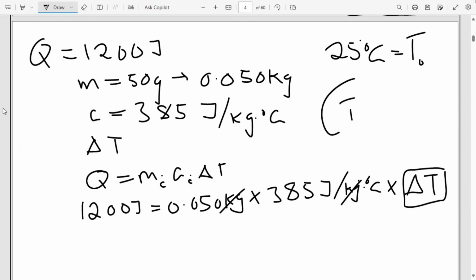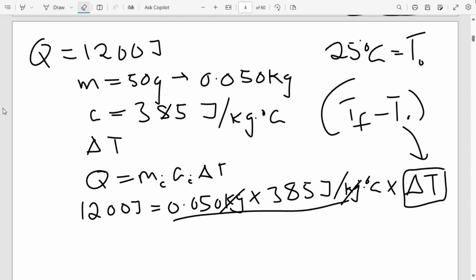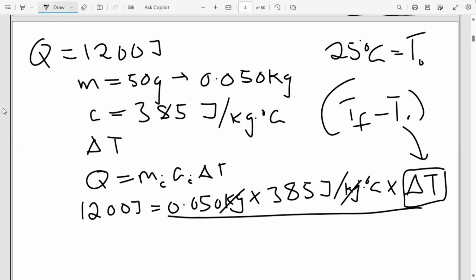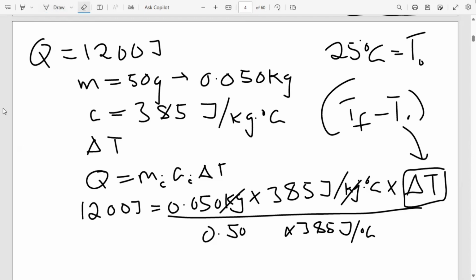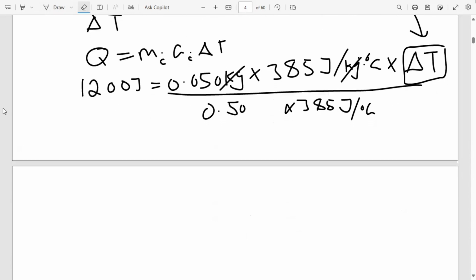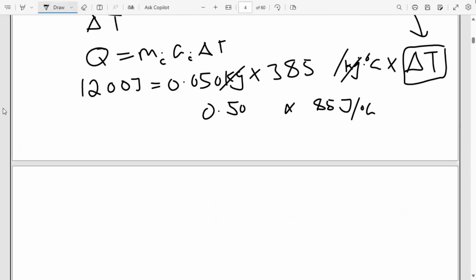Because if I write T final minus T initial, we would be supposed to distribute everything outside the brackets, which will be a bit complicated. So let's just make change in T the subject of the formula, which I'm going to do by dividing both sides of our equation by 0.050 kilograms multiplied by 385 joules per kg degree Celsius. The kg and kg have cancelled out. So from there, we're going to notice that on this side, everything is going to cancel out.